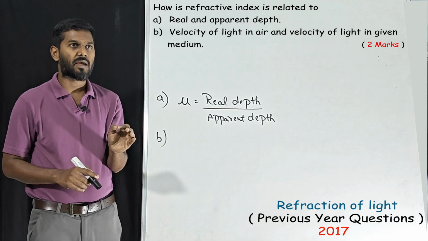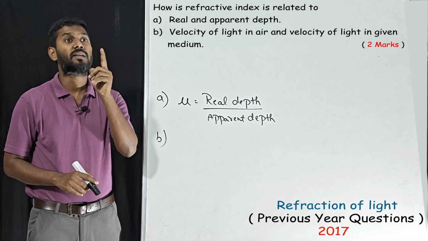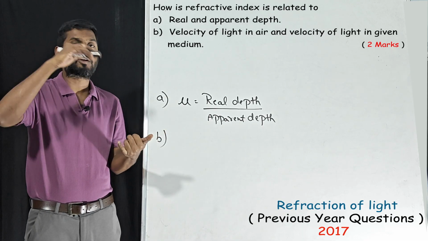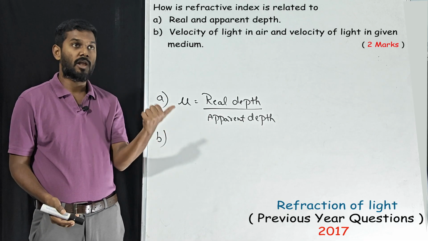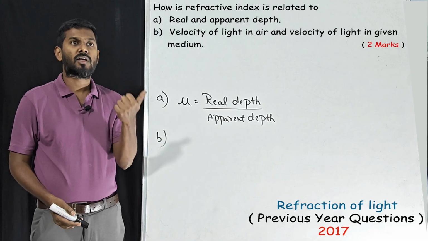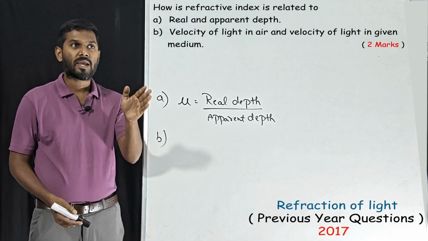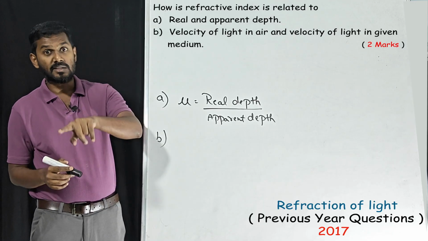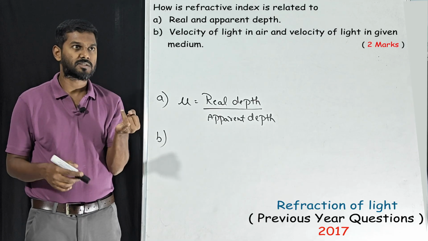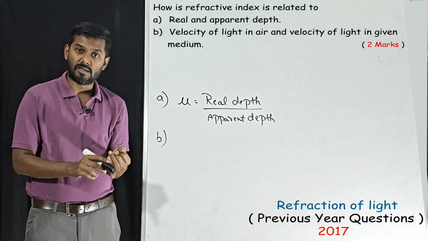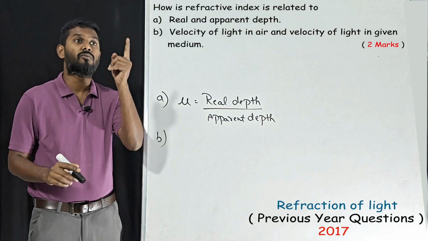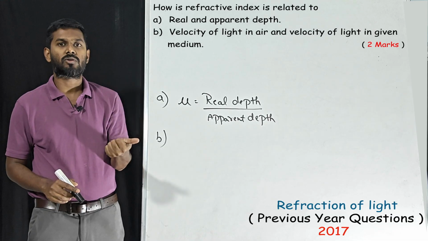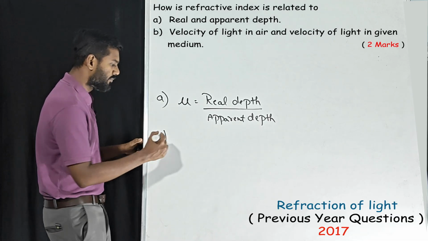Velocity of light in air and velocity of light in given medium. So again we have to talk about how refractive index is related to velocity of light in air and velocity of light in given medium. So again we are talking about three physical quantities, correct? One, refractive index. Second, velocity of light in air, second physical quantity. Third one, velocity of light in given medium, third physical quantity. Again we have to talk about the formula only.